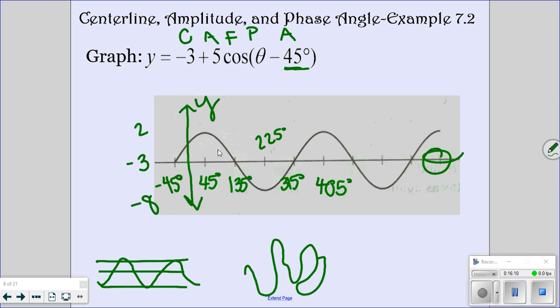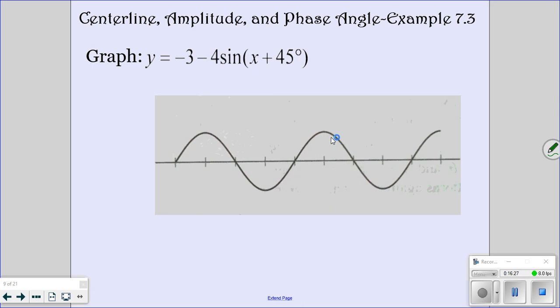You do need to make sure to put the angle measures at each one. Sometimes the answer key doesn't have them for every single one, but I want you to practice doing it so that you can make sure that you're going from the 45 to the 405 correctly.